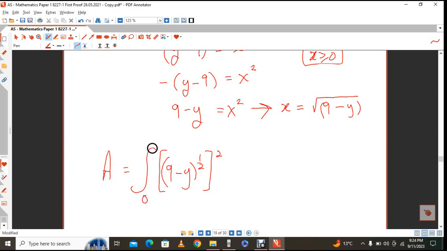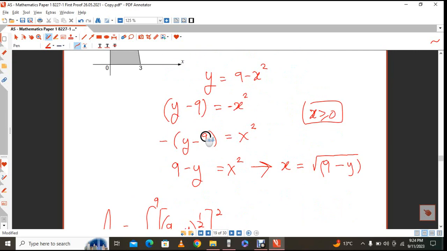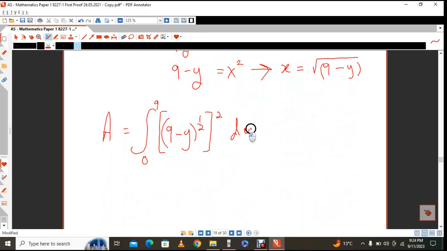And this is now from 0 up to 9. So if you go back to your graph, you will see that it's from 0 up to 9. Those are the limits of integration. Of course, you are going to integrate this with respect to y. Okay, with respect to y, so those variables should be the same.